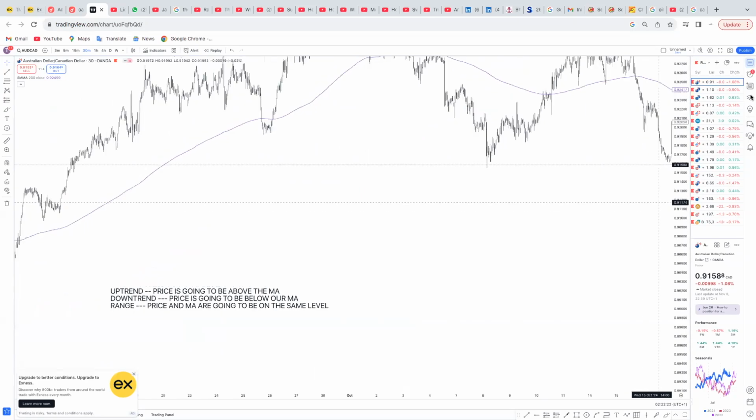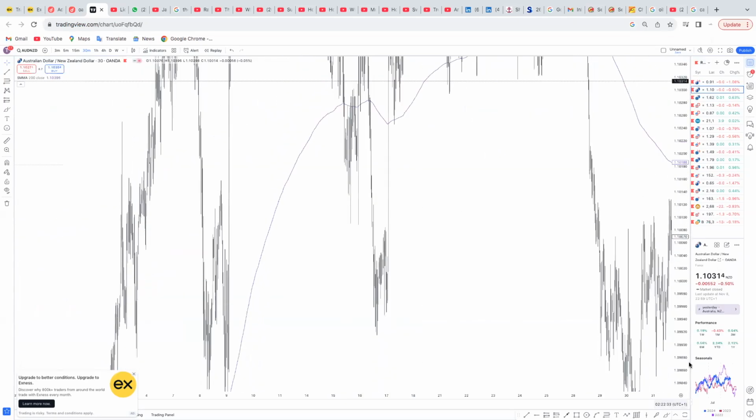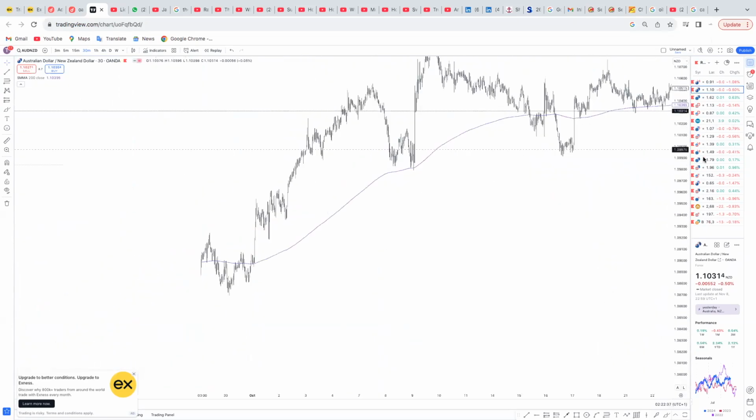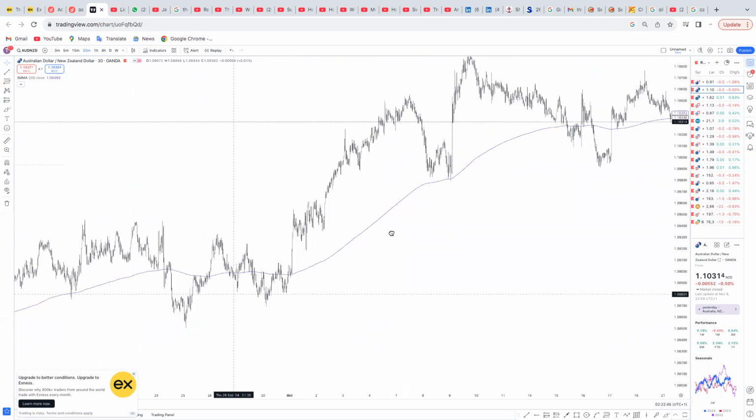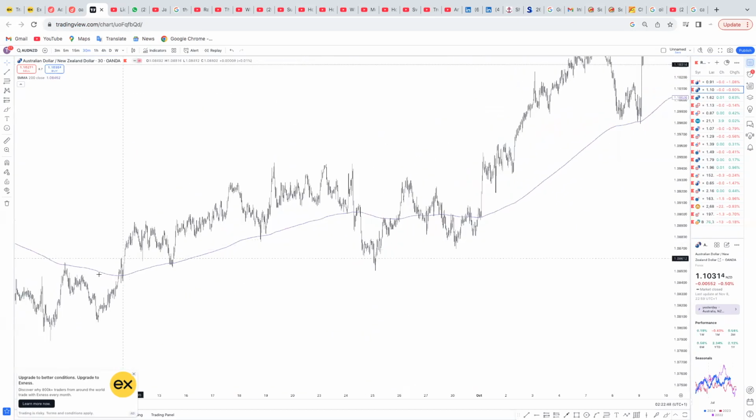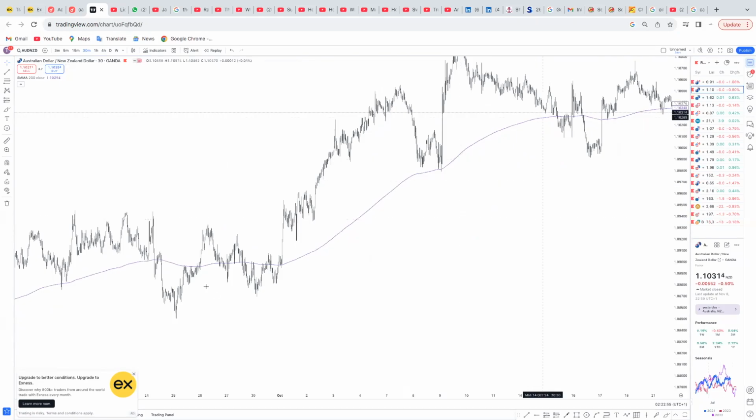So I'm going to show you guys another example, just so you're going to see. So it's that simple. Once you see price above our moving average, we're on an uptrend. You can see it's very clear. Price is above it, we're on an uptrend. Price is still above it, we're on an uptrend. The market keeps going up.